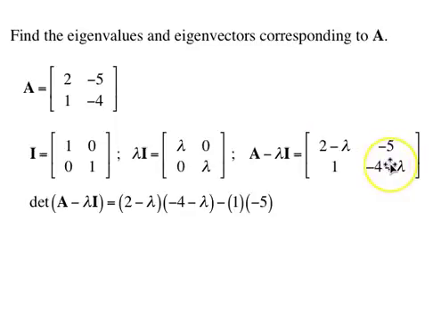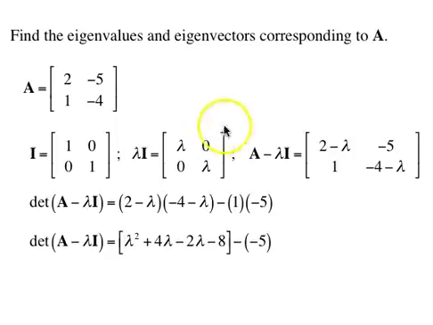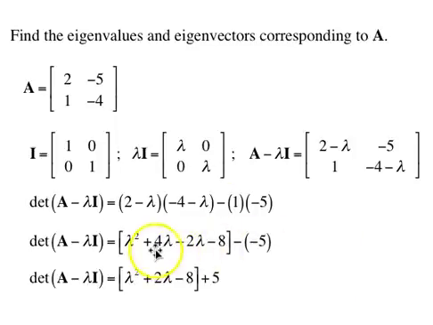Determinant: 2 minus lambda times -4 minus lambda minus 1 times -5. Negative lambda times negative lambda is lambda squared. Negative lambda times -4 is +4 lambda. 2 times negative lambda is -2 lambda. 2 times -4 is -8 minus -5. 4 lambda minus 2 lambda is 2 lambda, and then of course -8 plus 5 will just give me -3. So we have the determinant of A minus lambda I is lambda squared plus 2 lambda minus 3. We have to set that equal to 0.